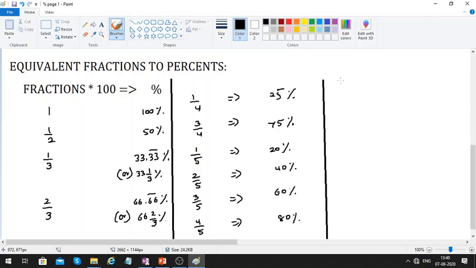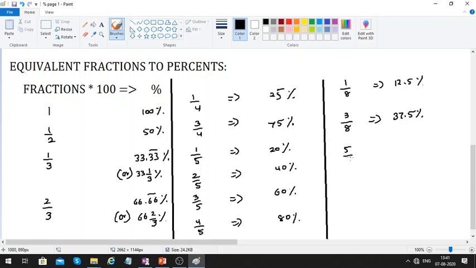Now the next set of equivalent fractions are 1 by 8 and its multiples. 1 by 4th is 25%, and 1 by 8 is half of 1 by 4, so half of 25% is 12.5%. In the same way, if you keep adding 1 by 8, 1 by 8 plus 1 by 8 is 2 by 8, and 2 by 8 is 1 by 4, which is 25%. Now with 2 by 8, if you add one more 1 by 8, you get 3 by 8. With 25%, if you add 12.5%, you get 37.5%. So 3 by 8's equivalent percentage is 37.5.